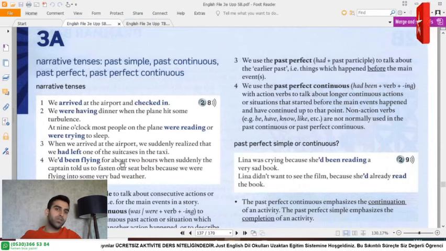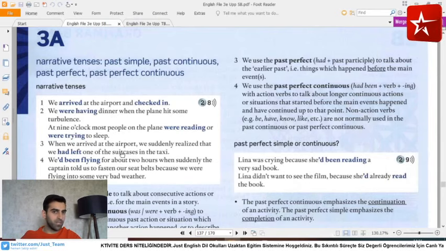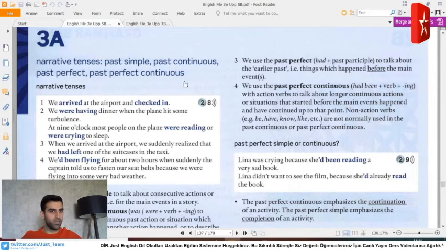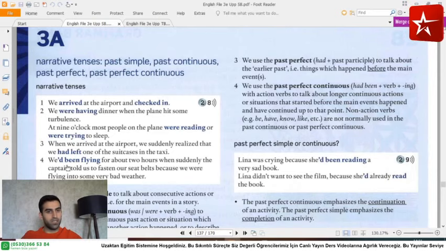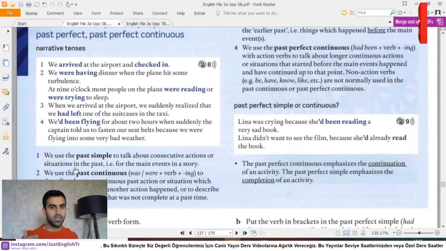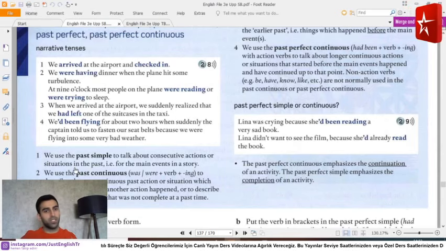All right, and let me show you. I'm gonna use the material from English File for upper intermediate level, and narrative tenses: past simple, past continuous, past perfect, and past perfect continuous. And you can see we have 4 types of sentences. And as I told you before, we can use past simple to talk about consecutive actions, that the actions happened in order, or situations in the past for the main events in the story.